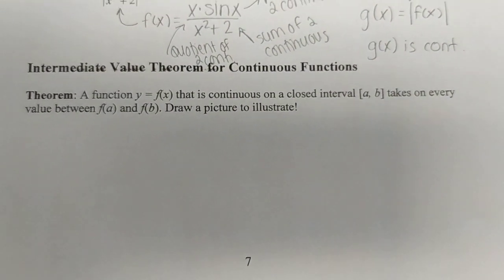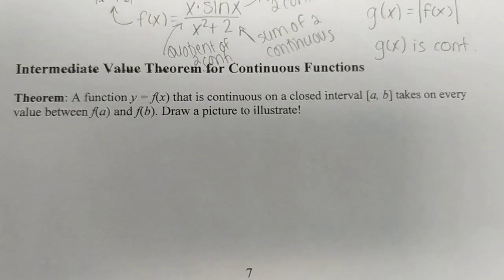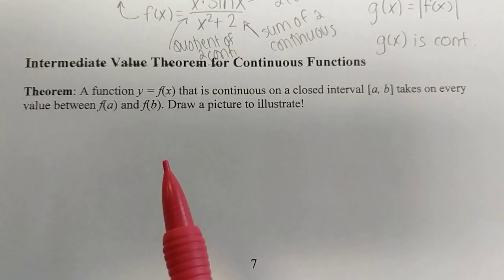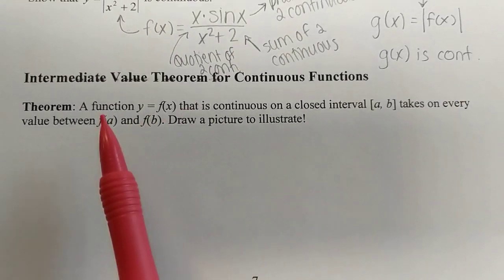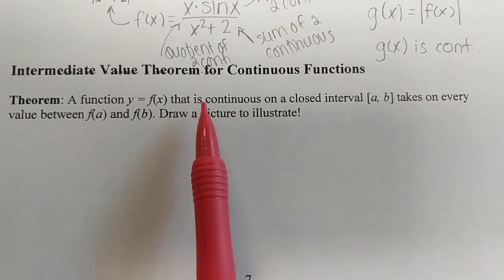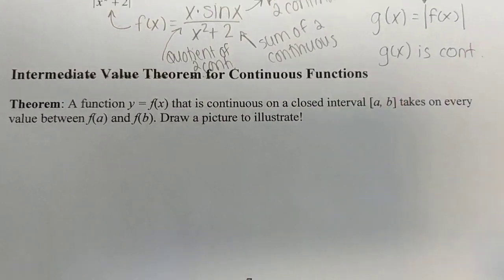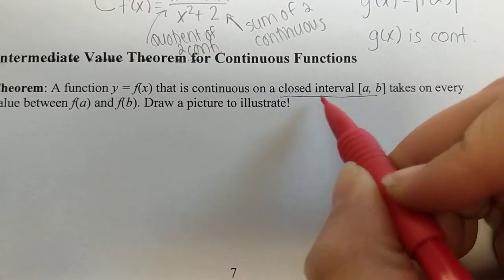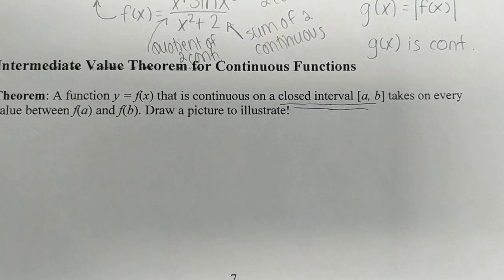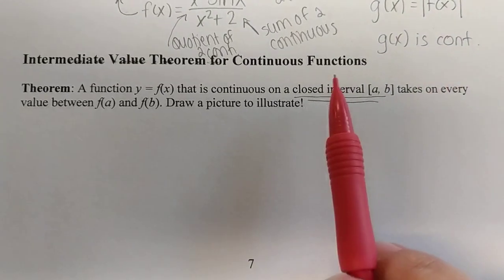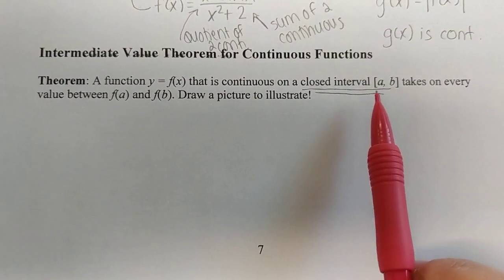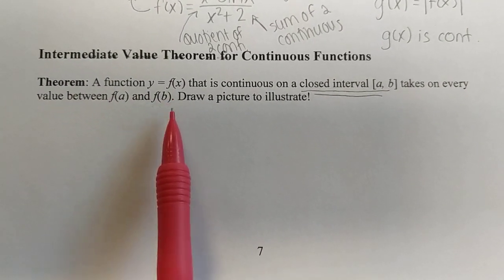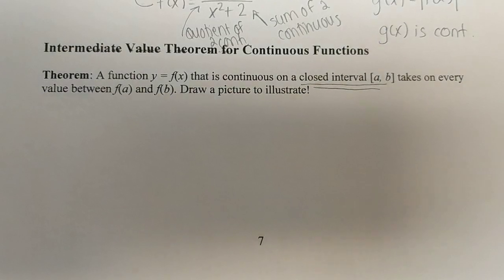All right, our last definition, and this one's a big one. It's an important one, and we're going to have other definition sheets that we'll put this on. But the intermediate value theorem for continuous functions. So it says the function y equals f of x is continuous on a closed interval. We're going to be talking about this in class a little bit more, but this is one of the conditions that's necessary for the intermediate value theorem. It's on a closed interval, and it will take on every value between f of a and f of b. And it says draw a picture to illustrate.